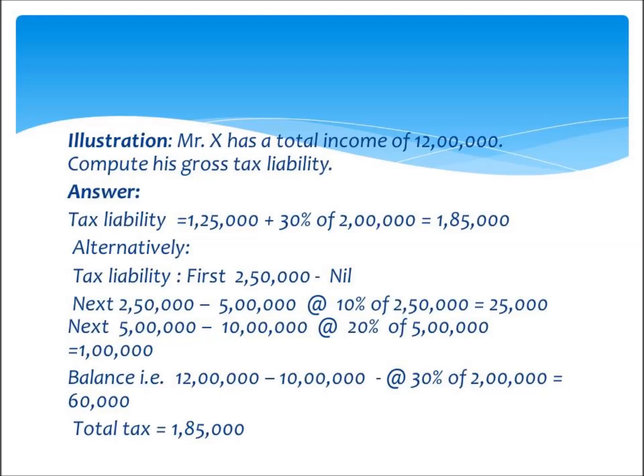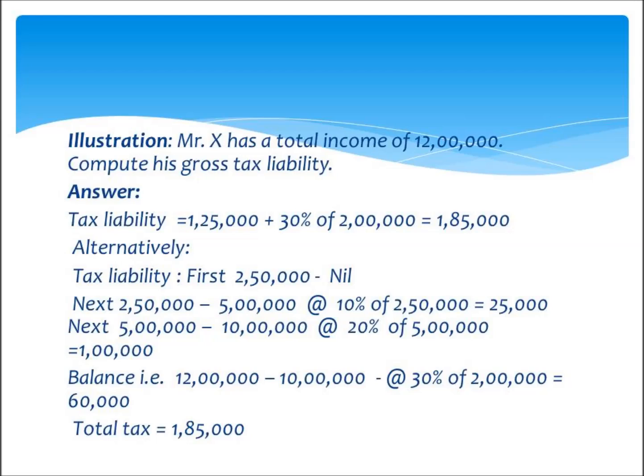It was 1,25,000 plus 30% of the amount exceeding rupees 10 lakh. So here it is 12 lakh. So 2 lakhs is the amount exceeding over and above 10 lakh because his total income is 12 lakh. So what his tax liability will be? 1,25,000 plus 30% of 2 lakh. So it is coming up to 1,85,000. This is the simplest way we can calculate it.